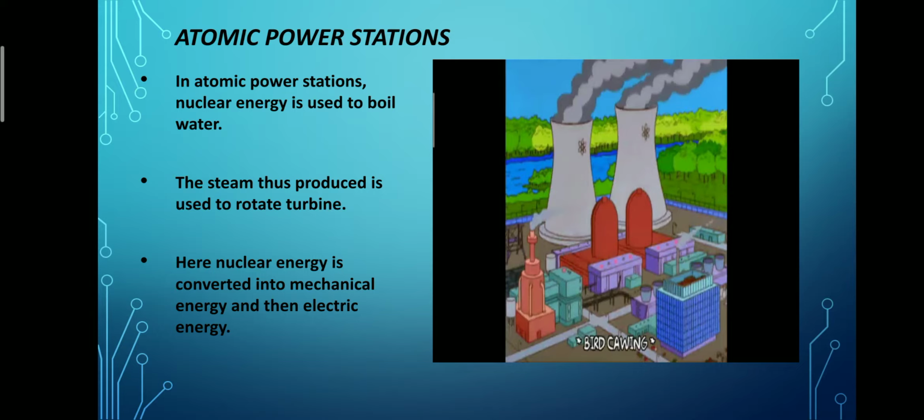It will be placed in between the electromagnet, and as the coil rotates in the magnetic field, electricity is produced. So first, this nuclear energy is used to make the steam. Okay, first the nuclear energy is converted into mechanical energy, and then that mechanical energy is used to produce electrical energy.